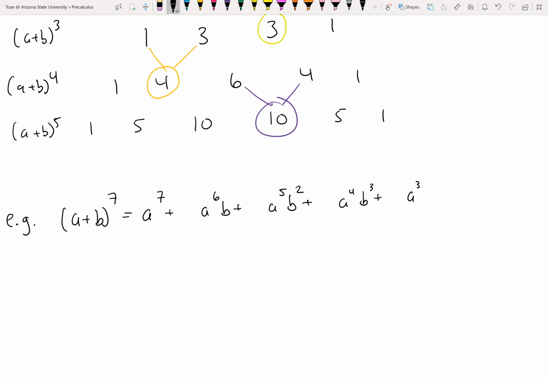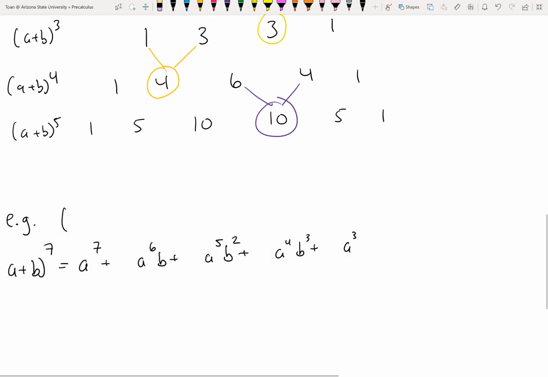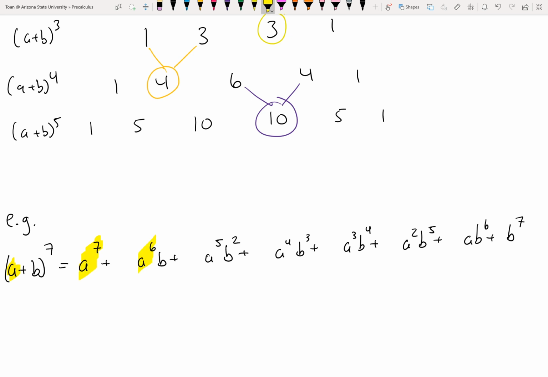oh, I'm running out of room here. Let's see if I can't write this smaller. Actually, let's do this. Yay, technology. Plus ab to the 4th, plus a squared b to the 5th, plus ab to the 6th, plus b to the 7th. Right. Now, doing the exponents was quite simple because, again, the powers of a should start at all the exponents and just go down by 1.